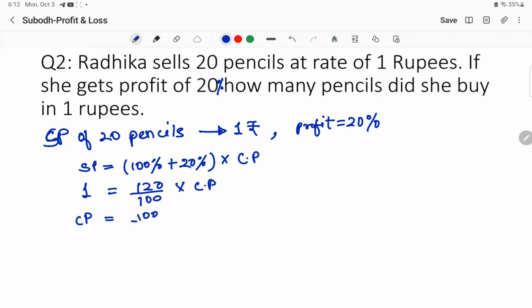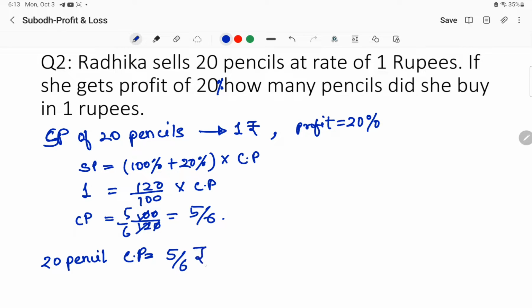So CP equals 100 by 120, and that comes to 5 by 6. So the 0 cancels, and this 5 and this 6. So for 20 pencils, the cost price is 5 by 6 rupees.